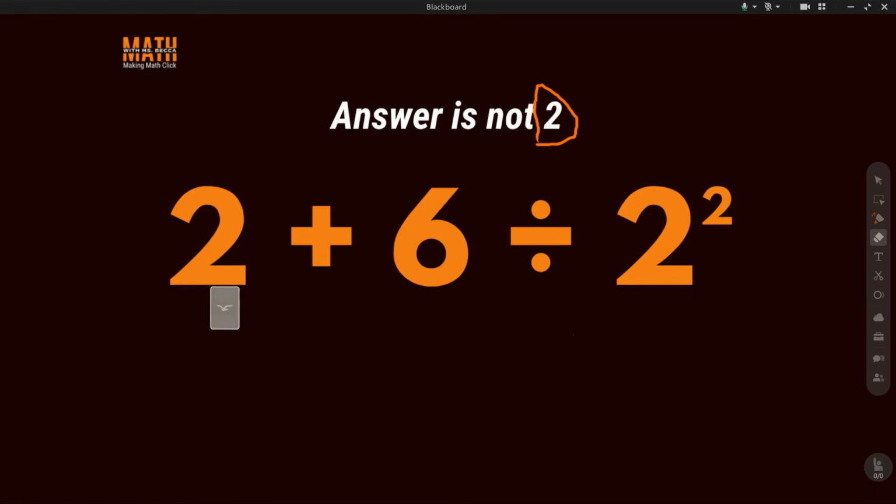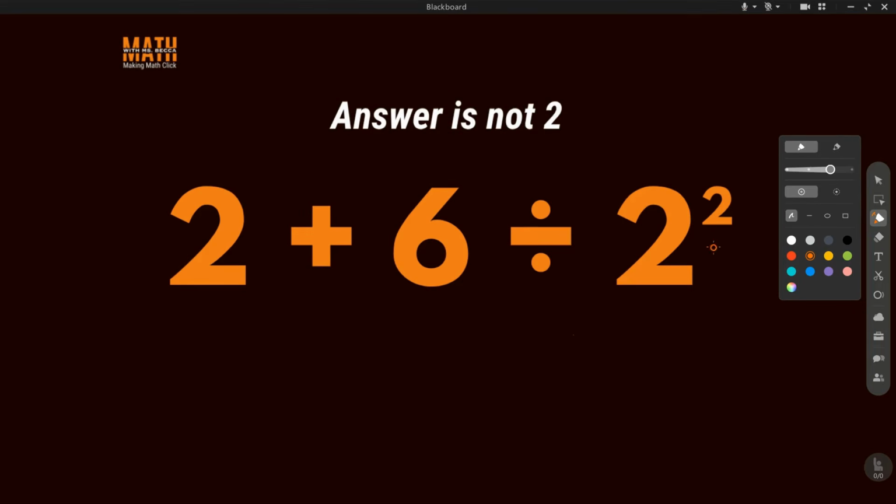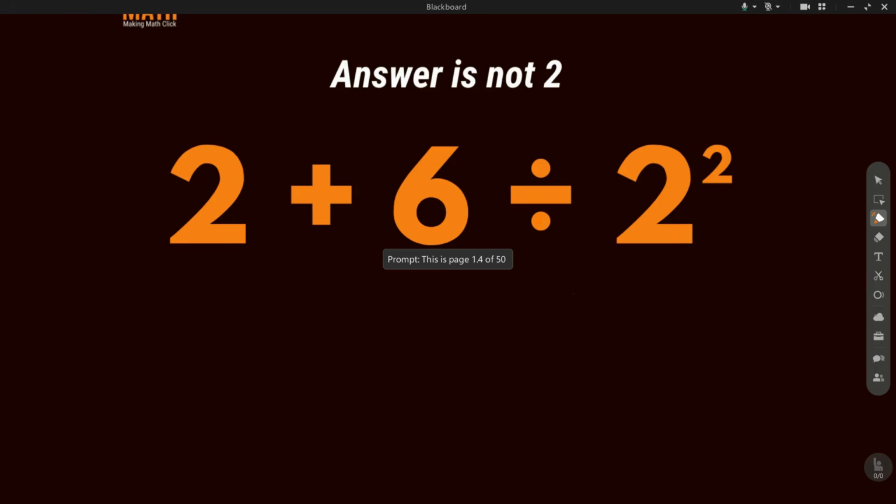So now, how do we solve it and how do we get the correct answer? What is the correct answer? Now, let's see. We'll be using the PEMDAS rule that I believe you know. In case you don't know, let me quickly say it.